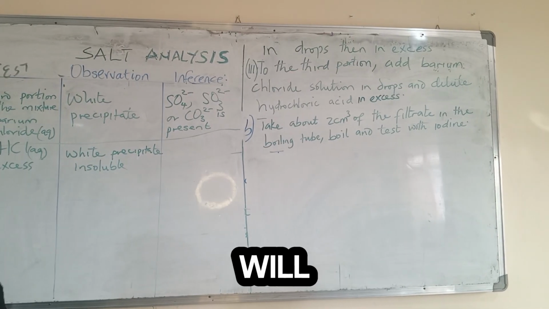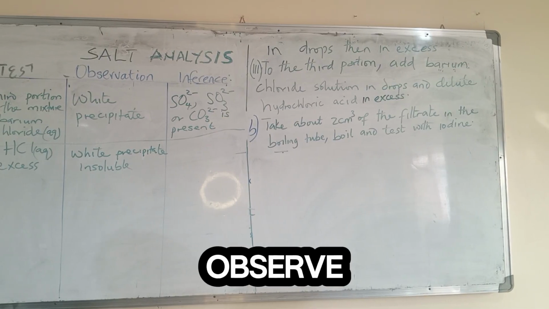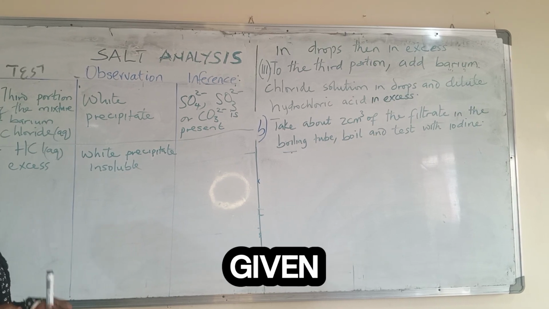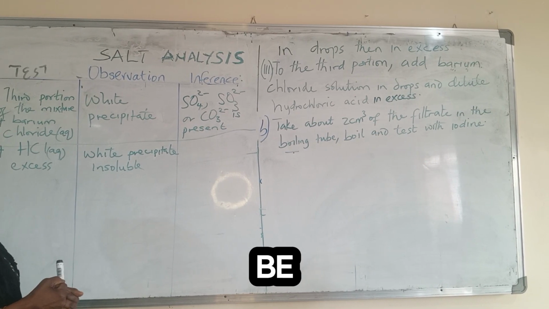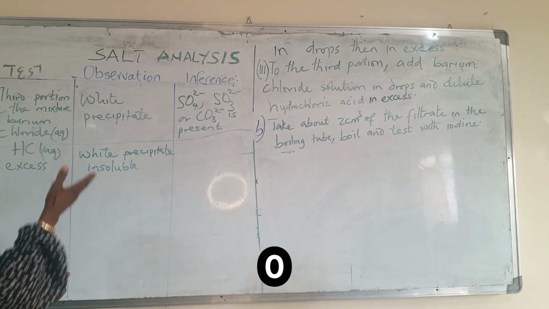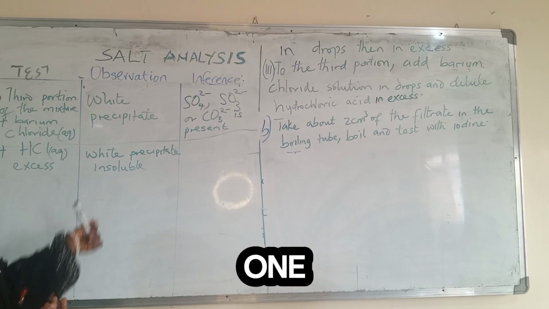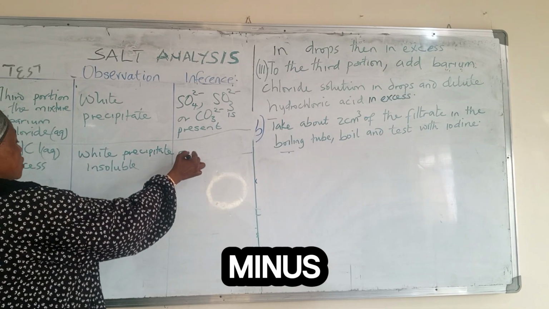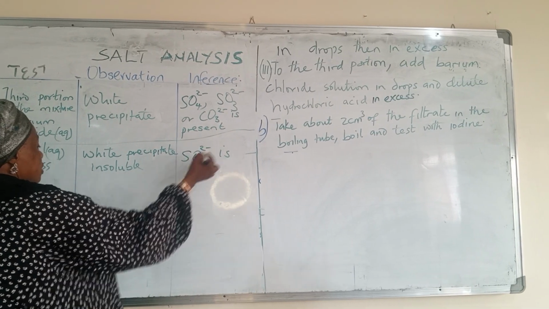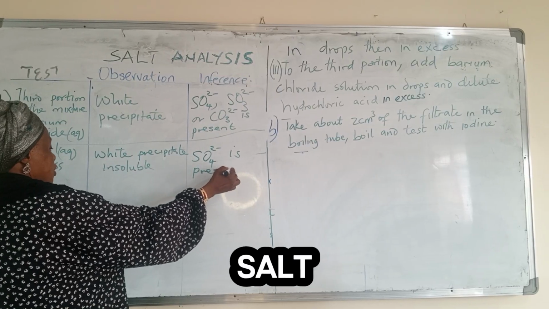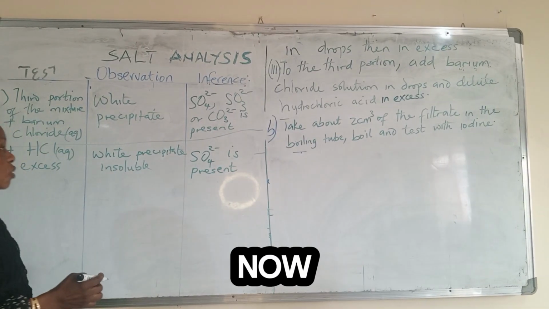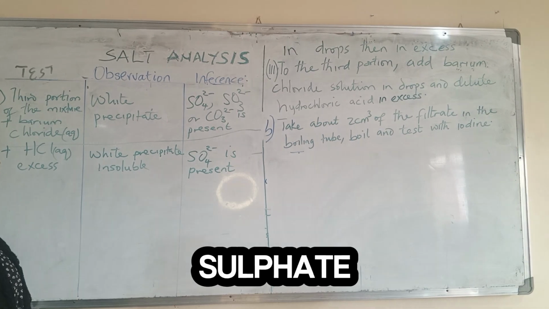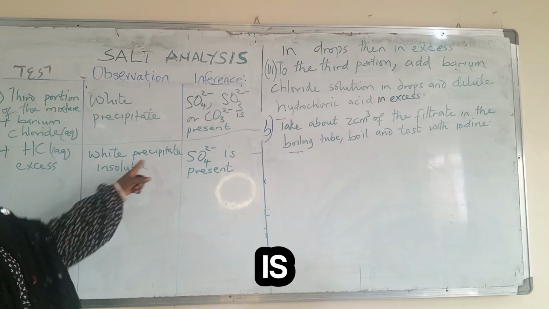So what will now be present here? If it is CO3, there will be effervescence, a gas given off, which will be CO2 gas. If it is SO3, SO2 gas will be given off. Once you have SO4 2-, there won't be any gas. So SO4 2- is present, which means the anion of the salt we are checking is SO4 2-, the sulfate ion, if the precipitate is insoluble.